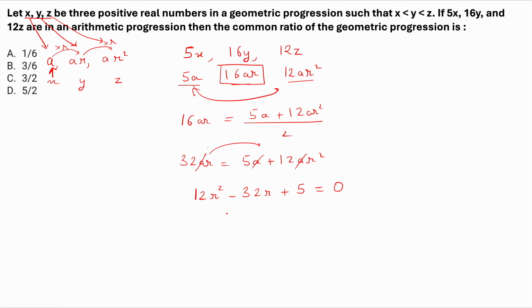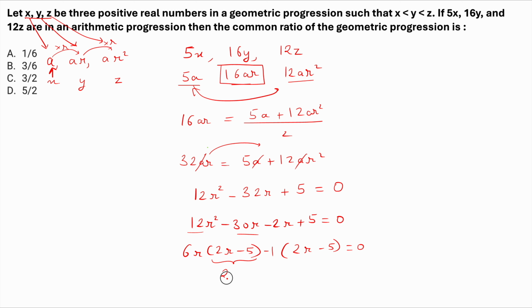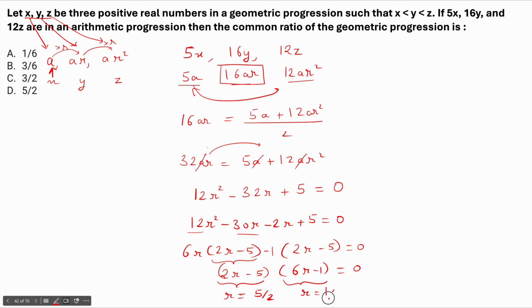Now this is a quadratic equation which can be factorized as 12r square minus 30r minus 2r plus 5 is equal to 0. Between these two I can take a 6r common. I will get 2r minus 5 remaining. Between these two I can just take minus 1 common. 2r minus 5 remaining will be equal to 0. So 2r minus 5 from this bracket, 2r minus 5 common, and what remains is 6r minus 1, it is equal to 0. So either this part is 0 or this part is 0. The first part, 2r minus 5, will be 0 when r will be equal to 5 by 2. 6r minus 1 will be 0 when 6r is equal to 1 or r is equal to 1 by 6.